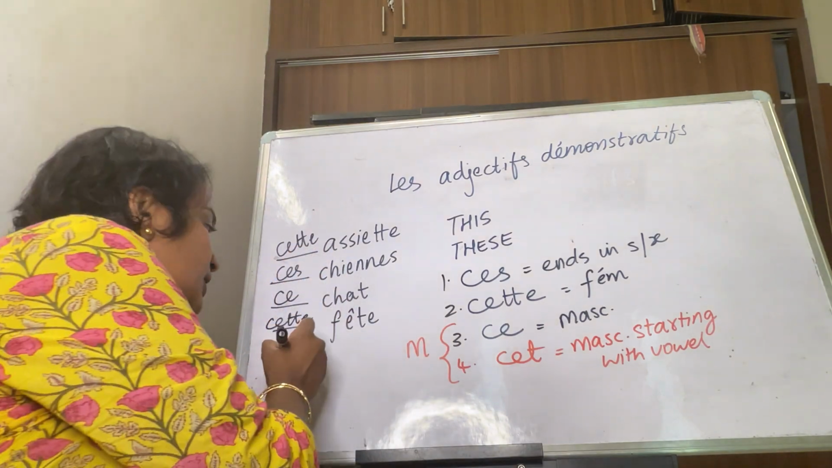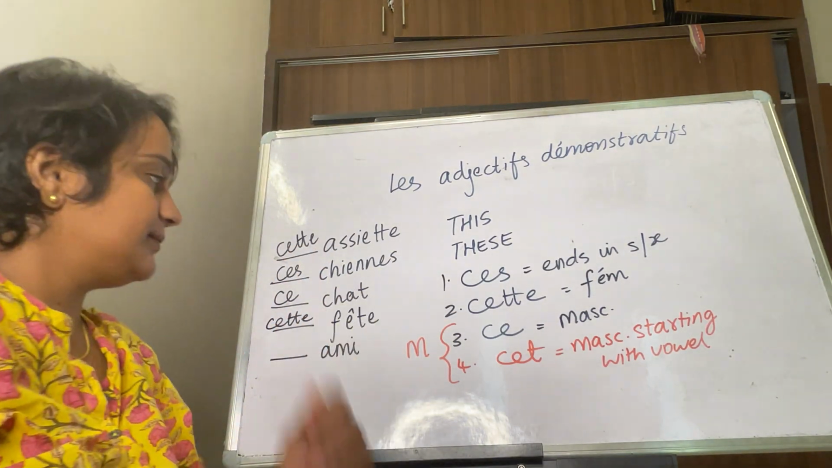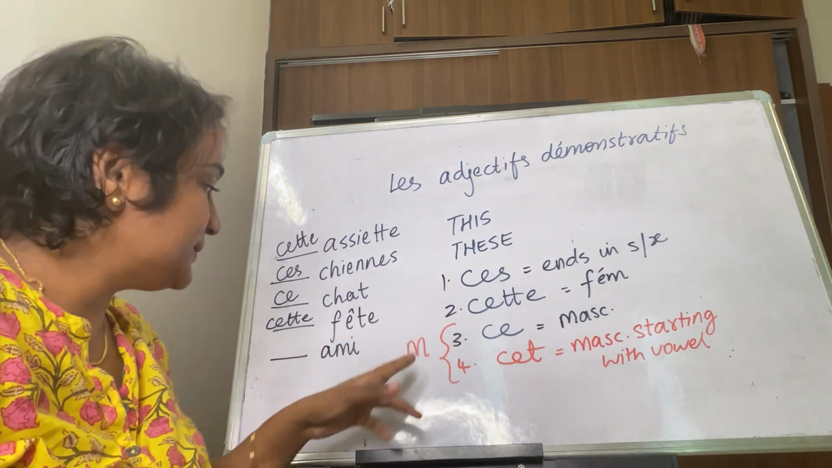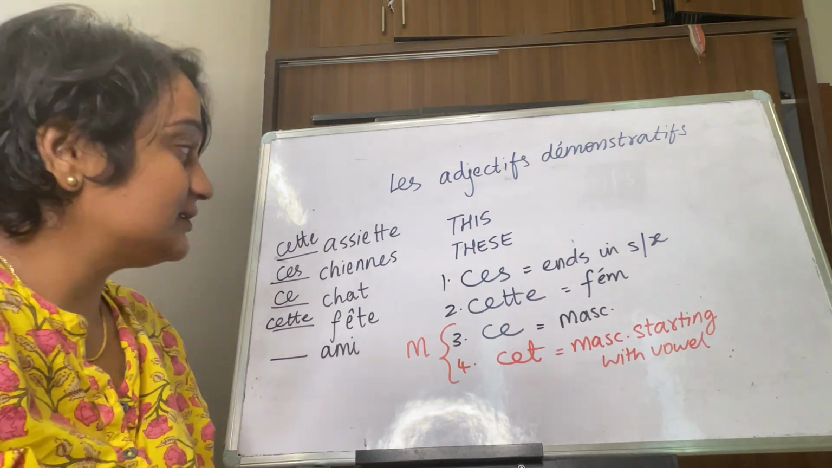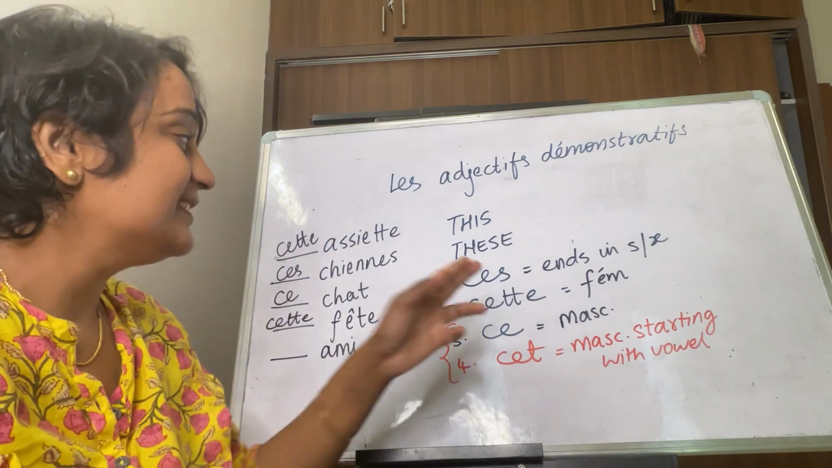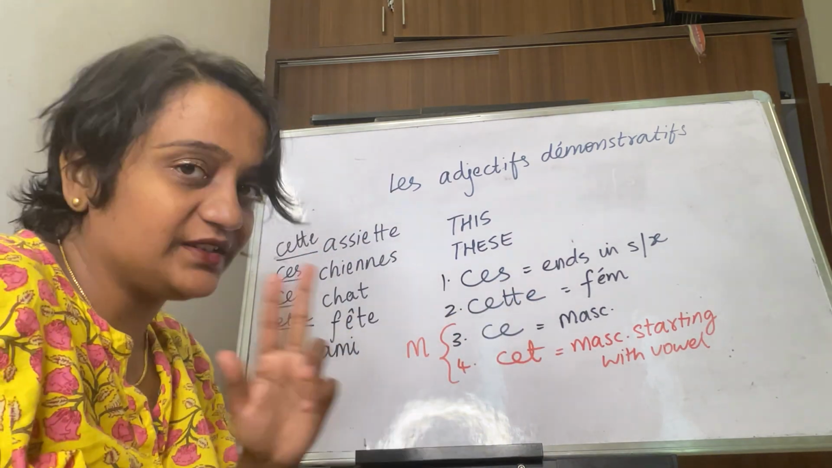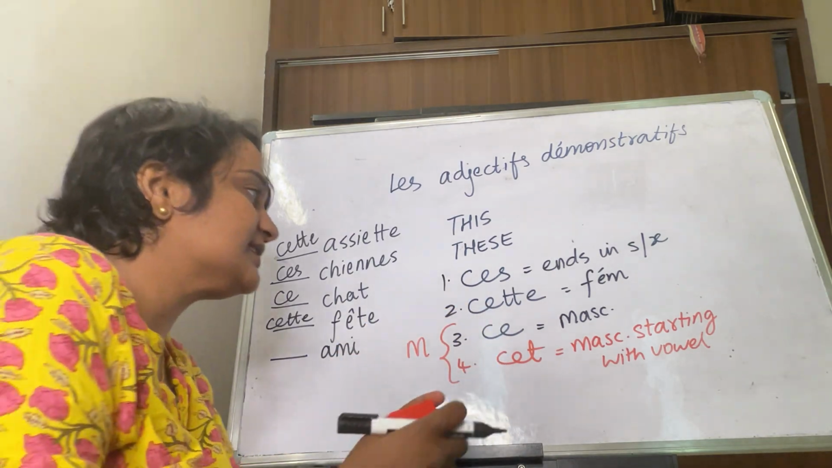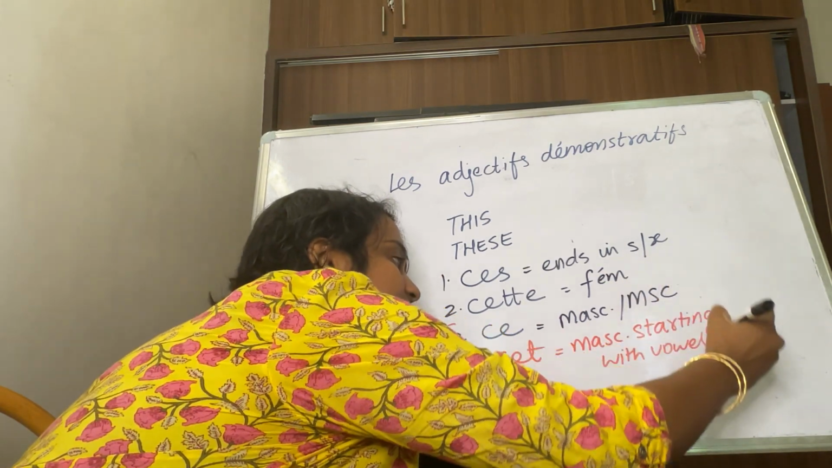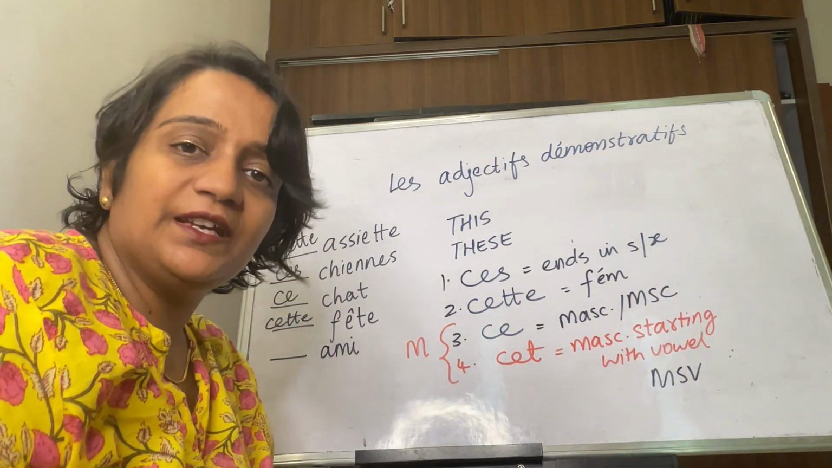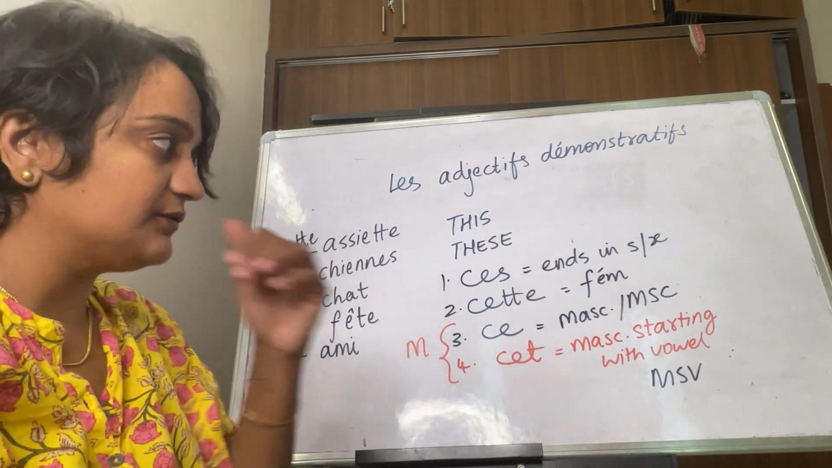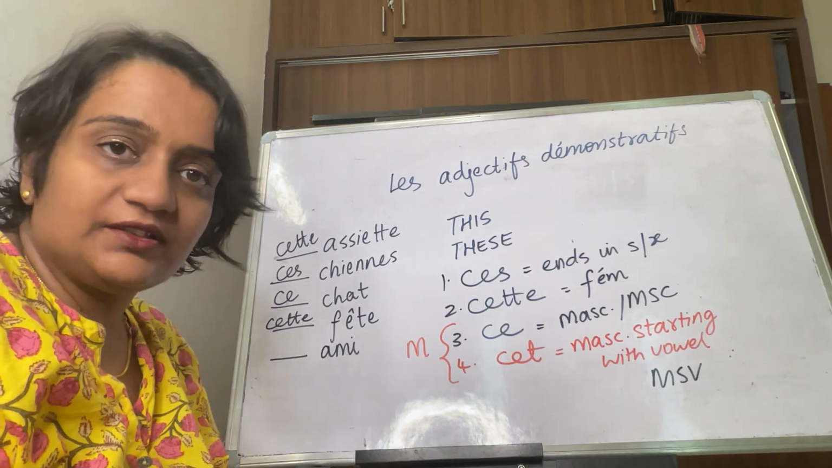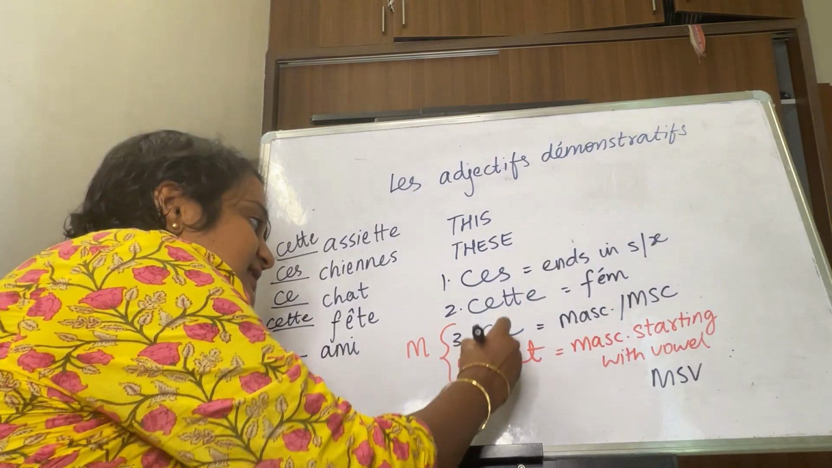So let's look at something for cet. Run from the top, don't run from down. Does it end with S or X? No. Does it start with a vowel, that's under les articles définis. Does it end with E, tion, aison? No. So it's masculine, but under masculine I have two options. You can even write it as MSC and MSV. That has helped me a lot. Masculine starting with consonant, masculine starting with vowel. Is it a masculine starting with a consonant? No. Is it a masculine starting with a vowel? Yes. So then I do cet.